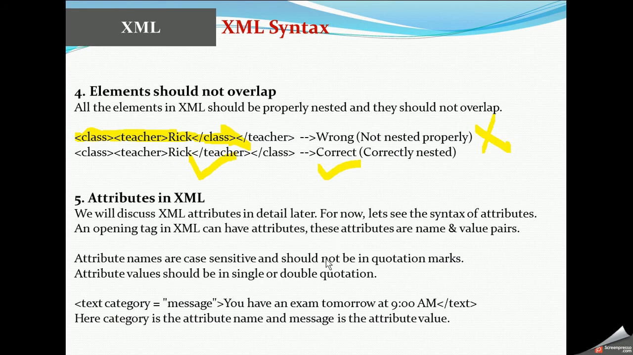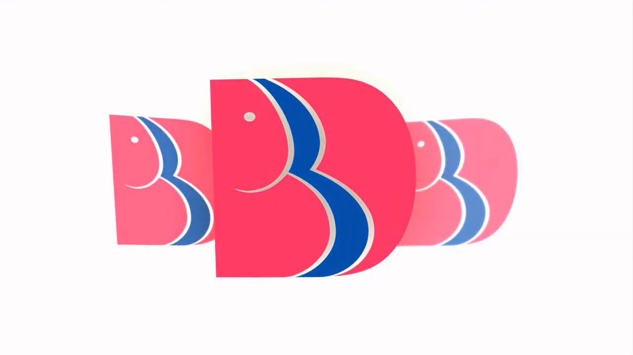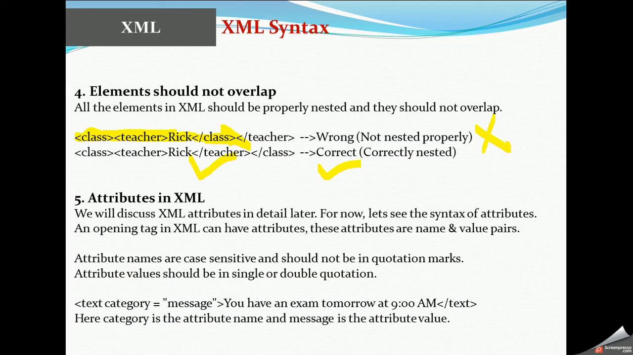Okay, now we have attributes in XML. Suppose I'm writing a text element with category equal to message: You can have an exam tomorrow. Then category is the attribute and message is the attribute value. So you can see that in XML we can have attributes and their values. Okay. So the five things you have learned in XML syntax are: root element is mandatory, it is case sensitive, what the prologue is in XML, elements should not overlap, and what attributes are in XML.